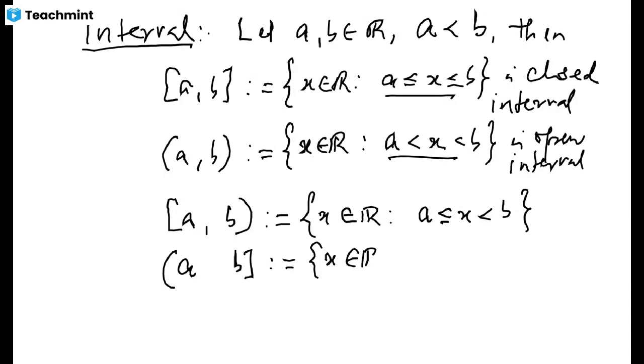You have these elements here. In the left open interval, you will not have A as a part of this set, and you will have B as part of this set. So these are types of some important subsets of the real numbers. They play an important role here.